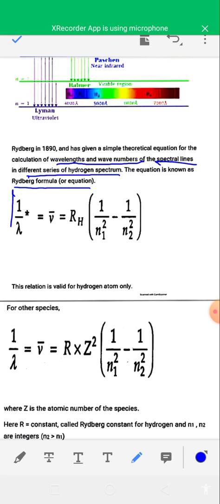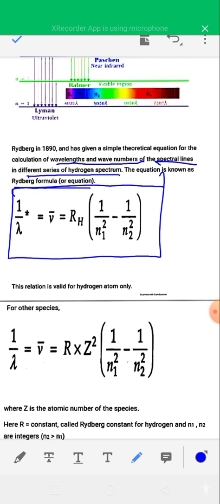Very important equation. You have to solve some numerical problems based on this equation. This is known as the Rydberg equation. Using this equation, you can calculate the wavelength and wave number of the spectral line in different series of the hydrogen spectrum, where lambda is the wavelength and nu bar is the wave number. Okay, and RH is the Rydberg constant, and the value of RH is 109677 centimeter inverse.